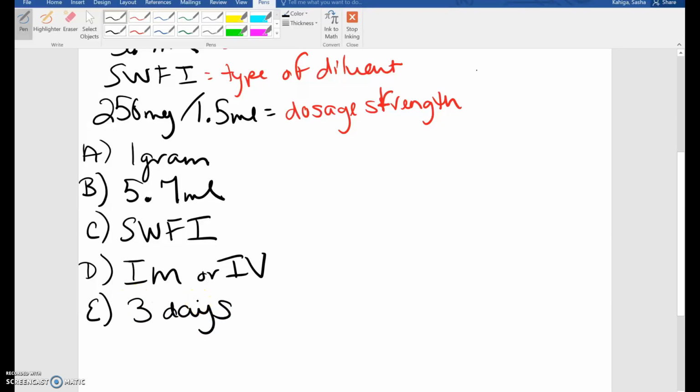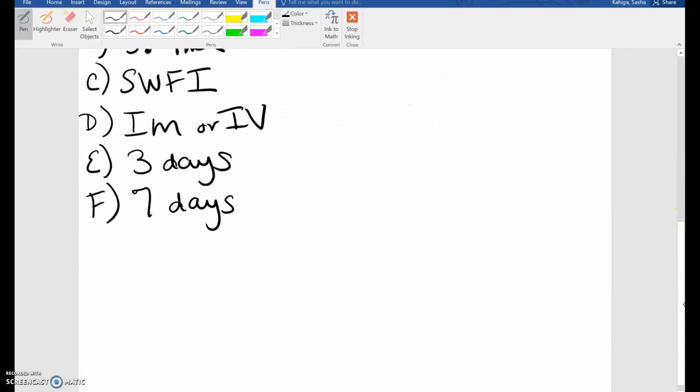The next question F says, what is the expiration time if this medication is stored under the refrigerator? So if I continue on, it says, discard solution after 3 days at room temperature or 7 days refrigerated. So your answer for F is 7 days. The next question says, what is the total volume of medication after reconstitution? All right, I'm going to label that G.